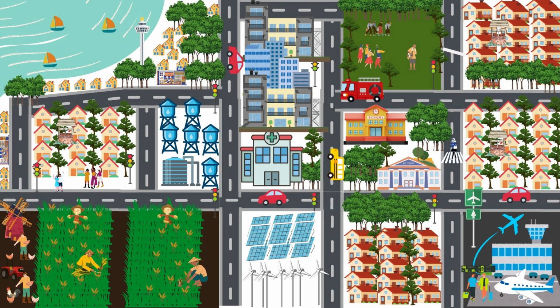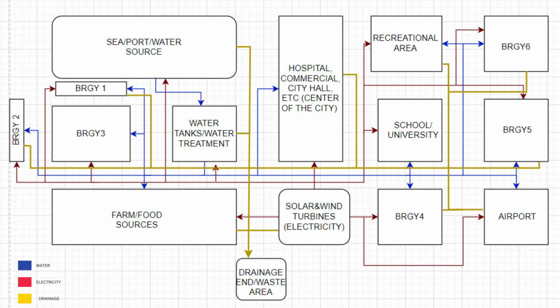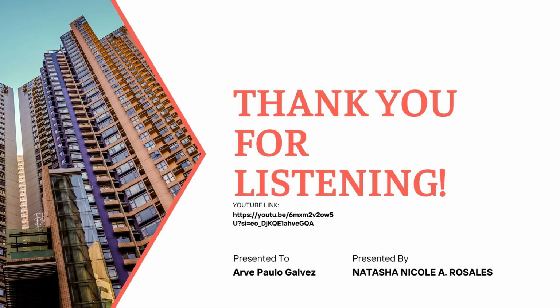And after discussing the steps in creating a sustainable and working community, this is the overall map of the said community. And this is the blueprint. The blue one is water, the red is electricity, and the yellow one is for drainage. And as you can see at the bottom, we can see the drainage and the waste area so that the community will maintain their cleanliness.